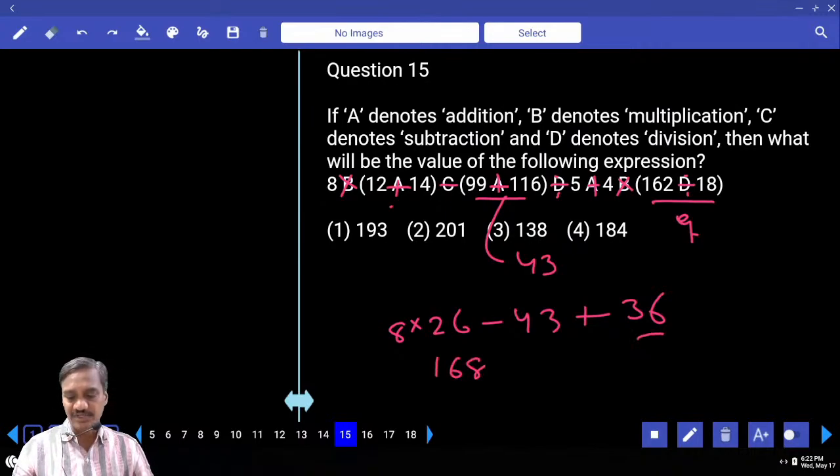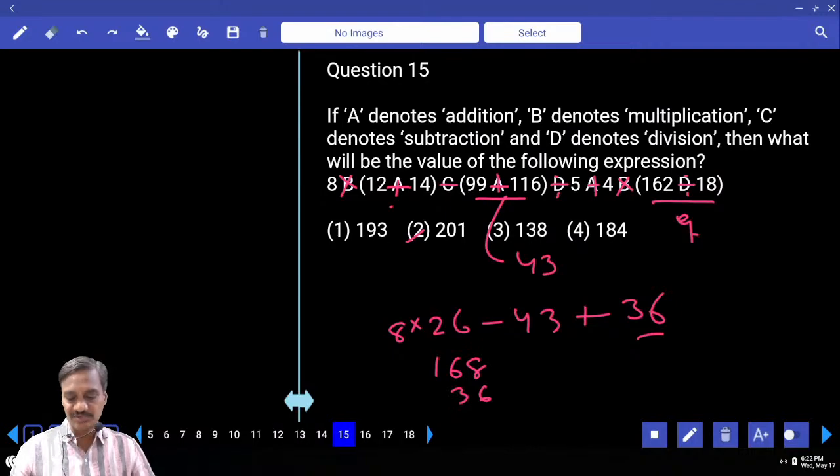168 plus 36, how much is that? 204. And 204 minus 43, the last digit is 1, so it is 201. And 201, that is choice 2.